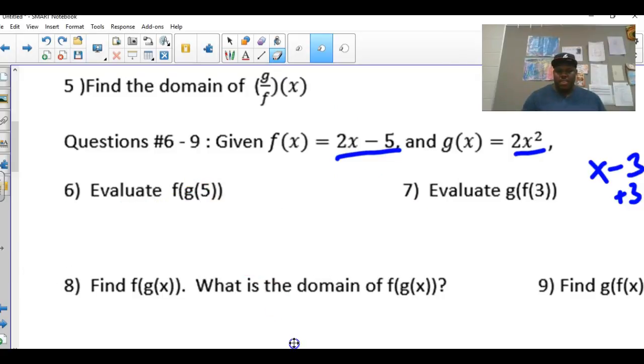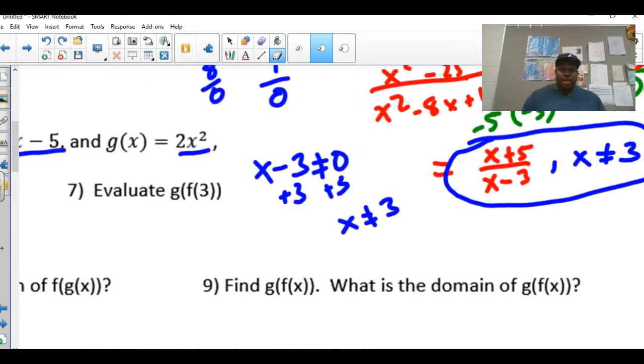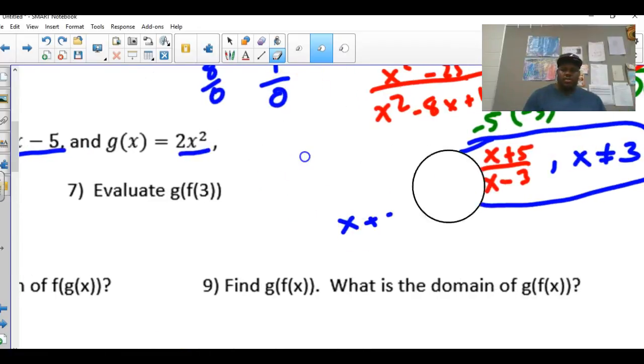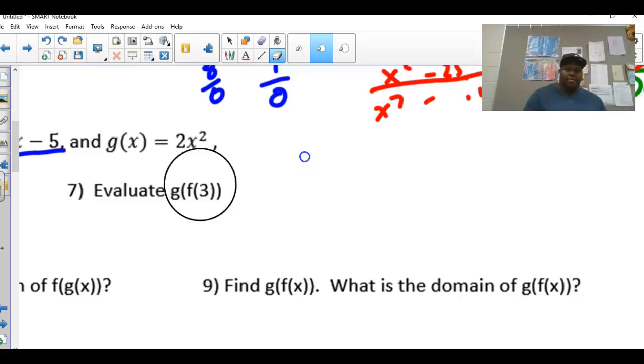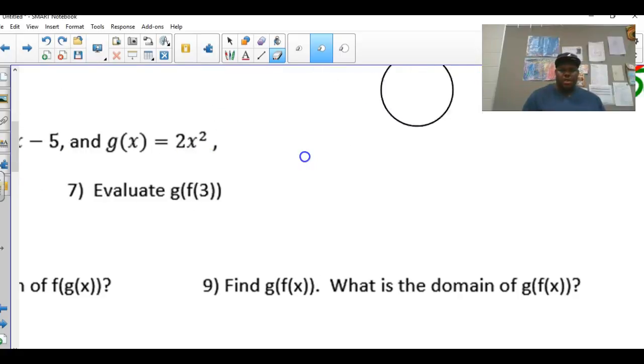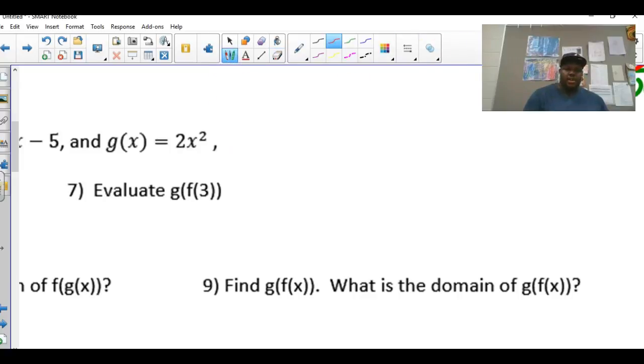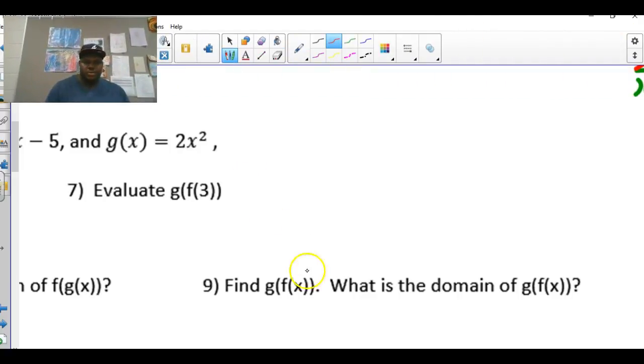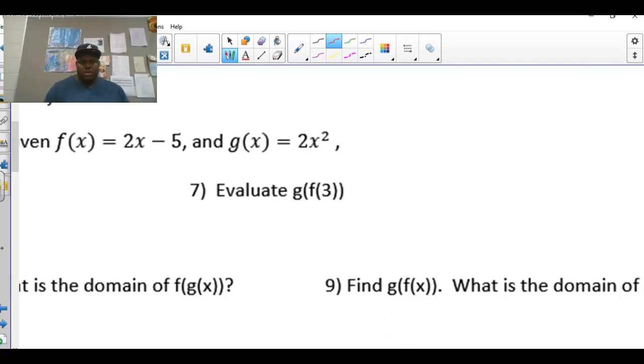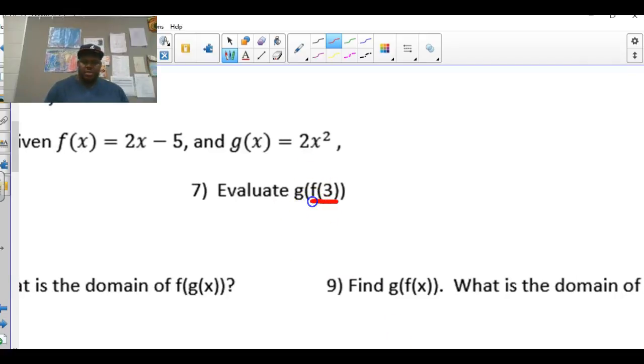Alrighty, moving on. Here, we're going to evaluate g of f of 3. So we're going to evaluate the inside term first. With that being said, the inside term is f of 3. So we're going to evaluate f for 3. We're going to put the 3 right here where x is.